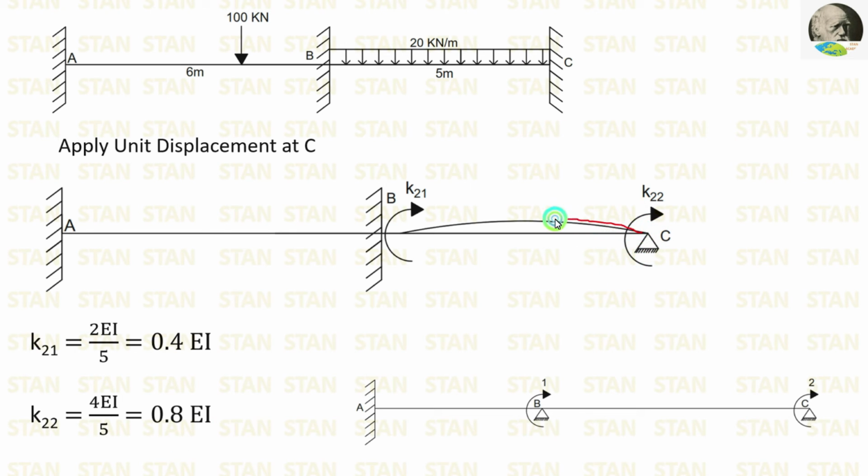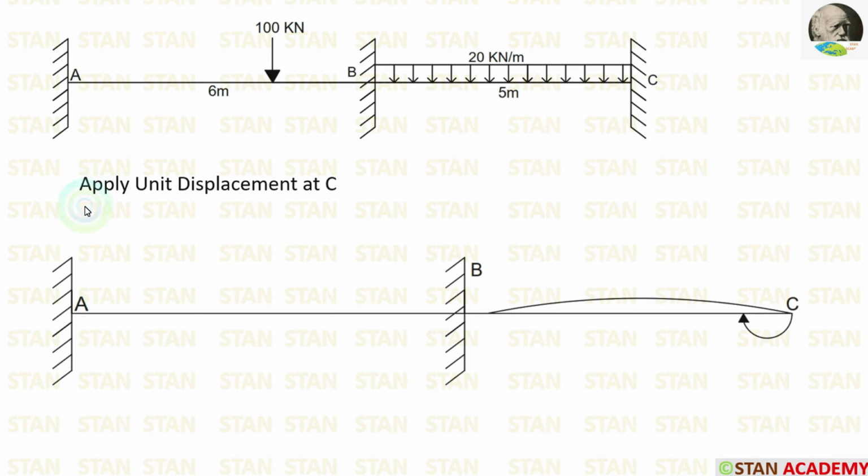Now let us see how to draw the slope curve. We are applying the unit displacement in the point C. So from the point C, we have to make a clockwise curve towards the point B. After that, we have to see the direction of the arrow. This arrow is indicating upwards. So the slope curve will be coming above the line.